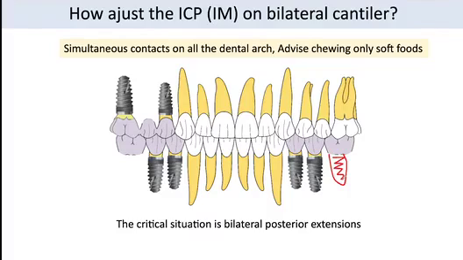But do not place an extension without contact. If you have no contact, there is a risk for the TMJ, a risk for the antagonist, for the teeth, which are here, natural teeth.